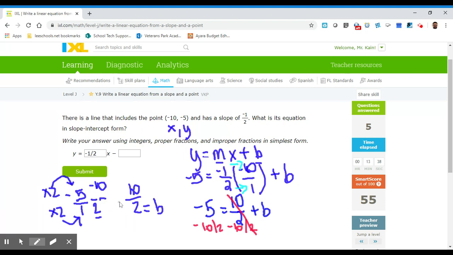So since we have a negative and a negative, we're going to add the numerators. And we're going to get -20 over 2. And -20 divided by 2 is -10. So b equals -10. Put that in, and that will be our answer.